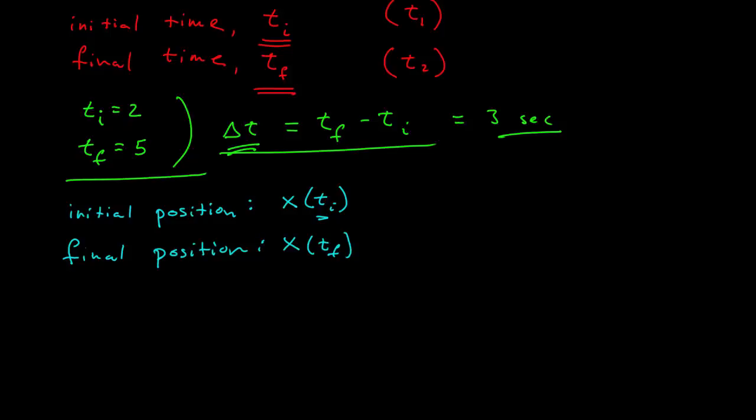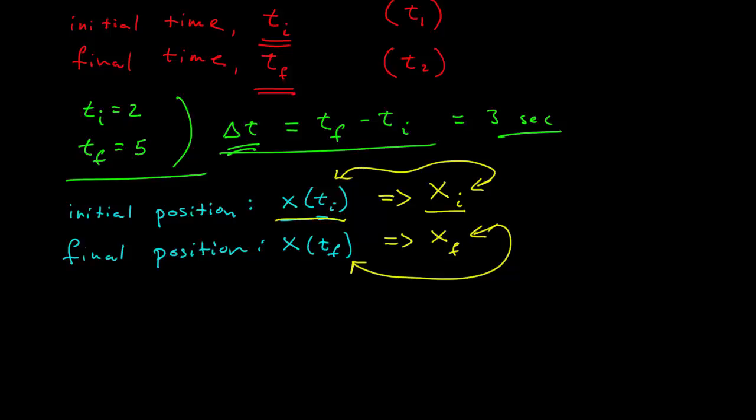This is a lot of writing here, and so I might like to use a shorthand notation for that. I often will give that, say, x with a subscript i, and my final position might be an x with a subscript f. So these are now symbols, but these symbols mean the function x of t evaluated at my initial time, and my position function evaluated at my final time.